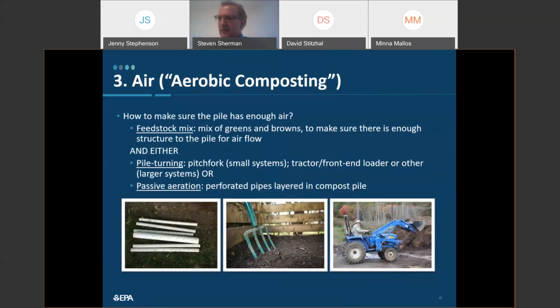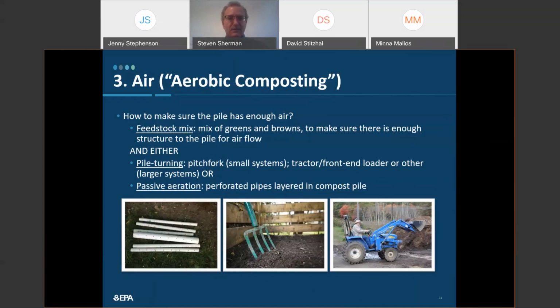Okay, let's go on. So how do I make sure that compost piles have enough air? There's really a couple ways to do it. The first one is having a feedstock mix, a mix of greens and browns, to make sure that there's enough structure in the pile for air to move through. So we need to have enough browns. And again, that's like leaves to wood chips to a bunch of other things that were on that list, that you can look back on, to make sure that there's enough air flowing. Another way is either by turning the pile periodically or by passively adding air.